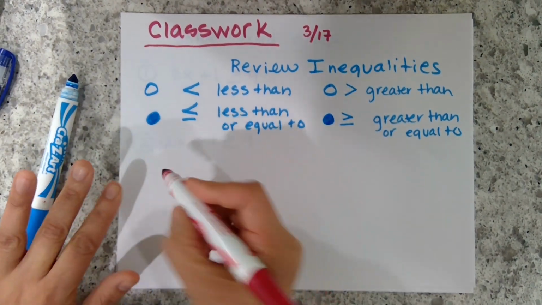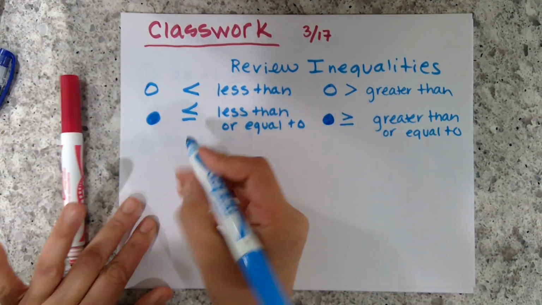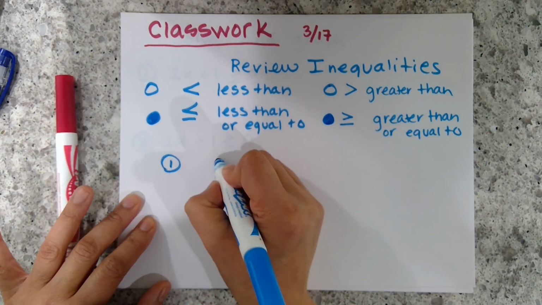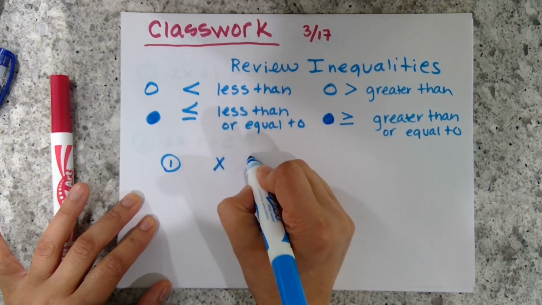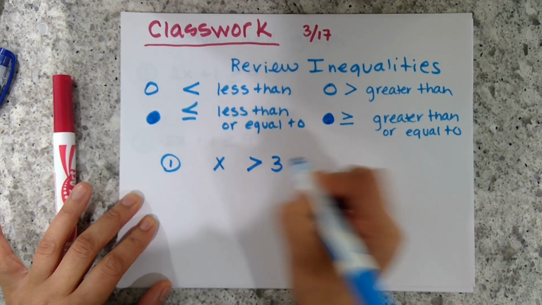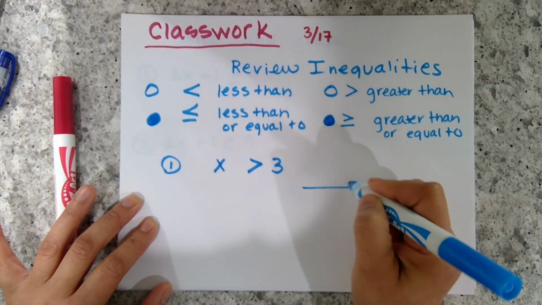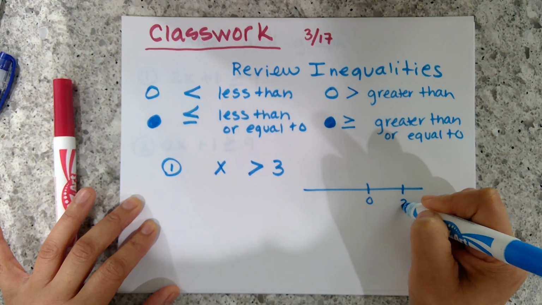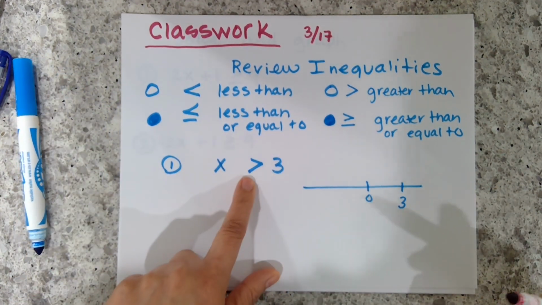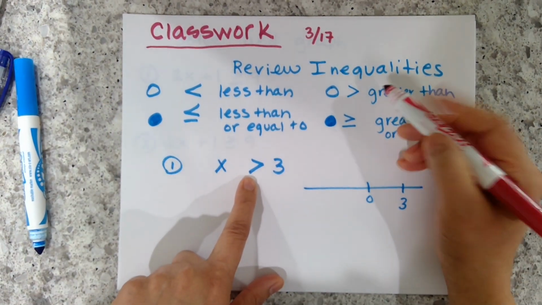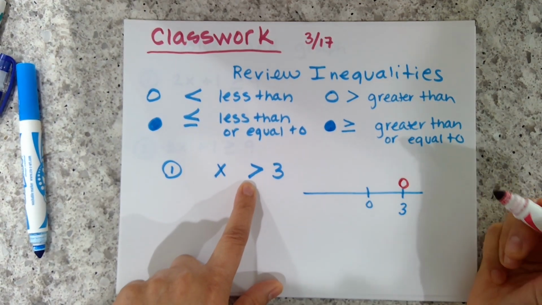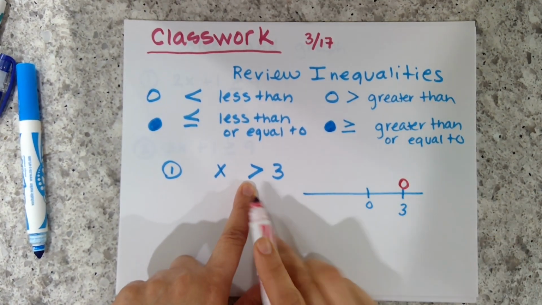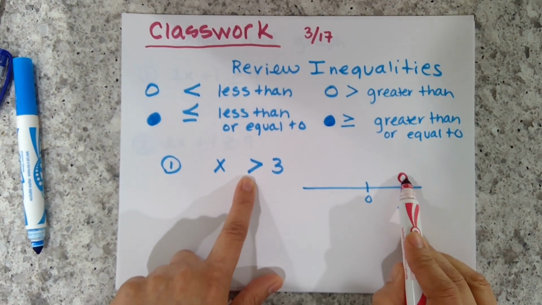All right, so the first one we're going to do is x greater than 3. So you're going to go ahead and do a quick number line. I usually do 0, and then I'll do 3. Okay, so first we go here. We know it is an open circle, and then values greater. So values greater than 3 are going to go in this direction.